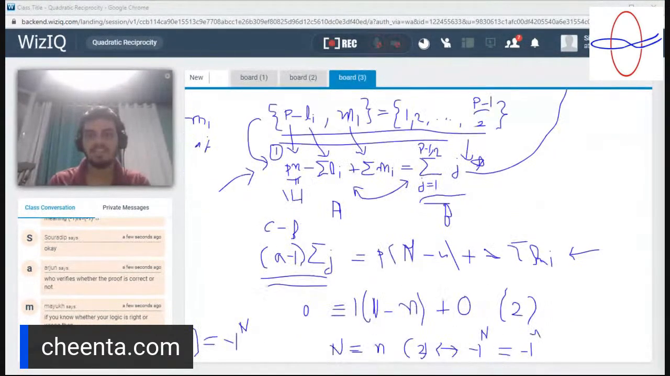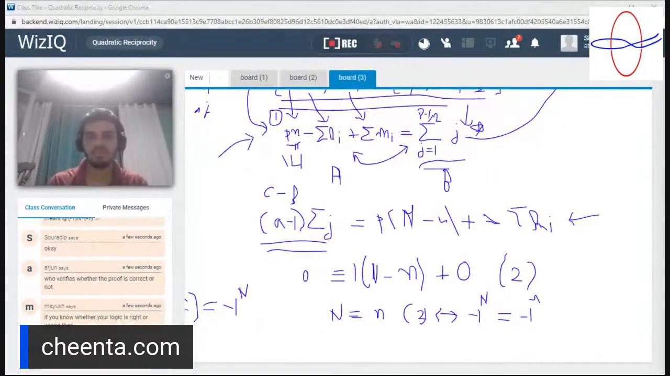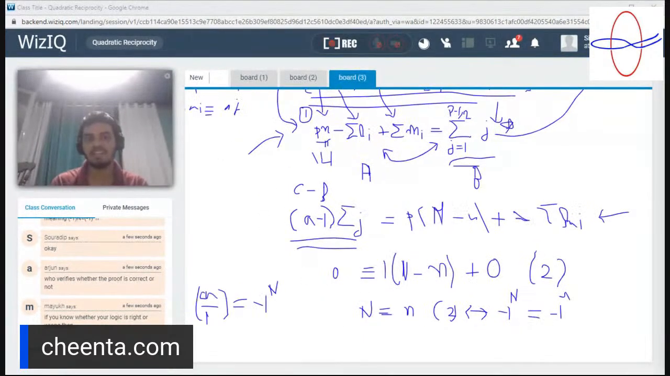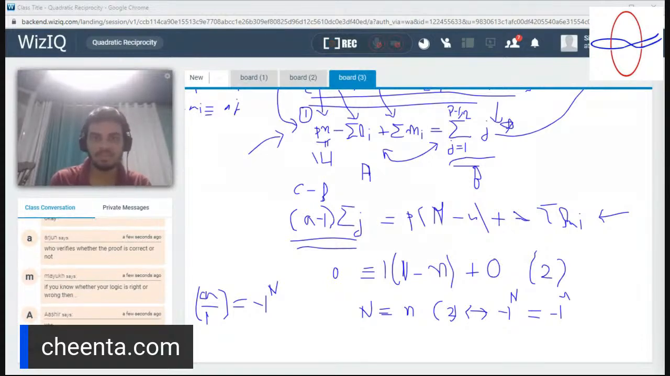Finally, we take this mod 2, so this disappears to 0, b changes to 1, and 2 times something disappears to 0, which basically becomes N congruent to small n, which means minus 1 raised to N is equal to minus 1 raised to small n. And hence, since Gauss's lemma already says that a by b is equal to minus 1 raised to small n, a by b is also equal to minus 1 raised to capital N.